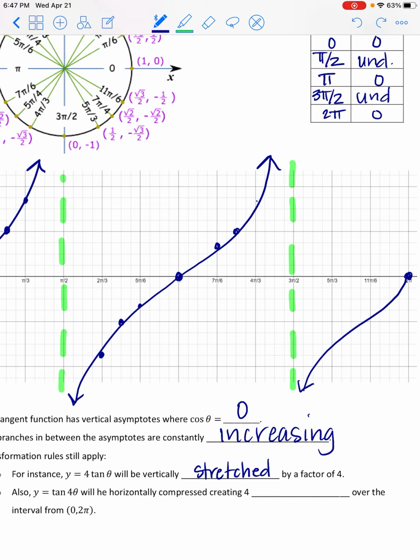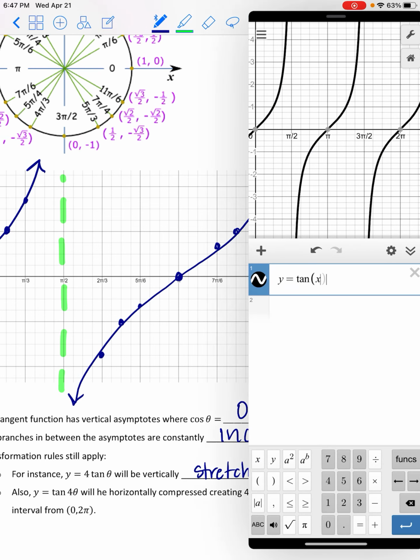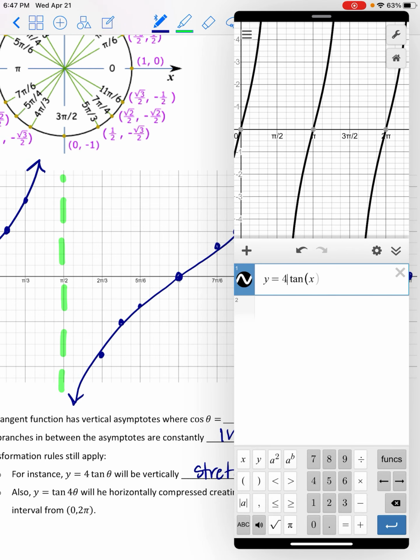If we horizontally compress, what we do is we create more cycles in 0 to 2 pi. So putting a 4 there would be creating 4 cycles from 0 to 2 pi. And let me just show you both of these. Okay? Put a 4 out here. I stretched those things out, right? Compared to that, that's stretched.